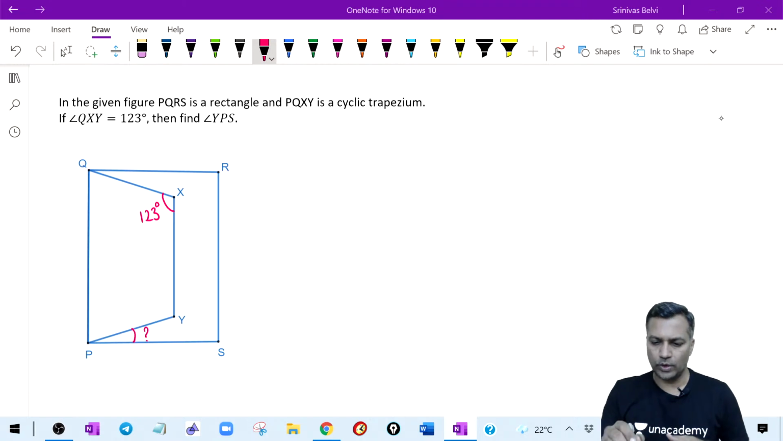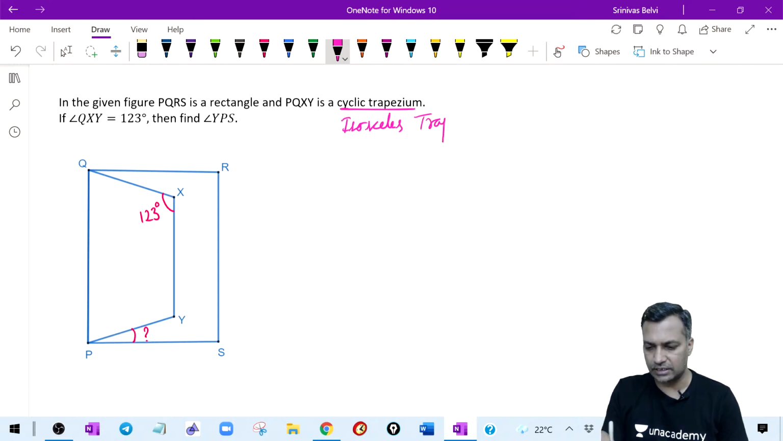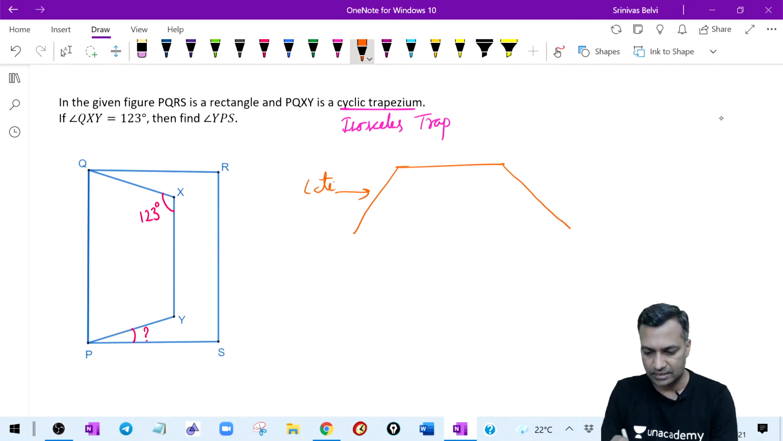All right, good. So what is a cyclic trapezium? Cyclic trapezium is nothing but an isosceles trapezium, right? What are the things that come to your mind when we talk about an isosceles trapezium? These are the lateral sides. We call them the lateral sides. Opposite sides in a trapezium are parallel.